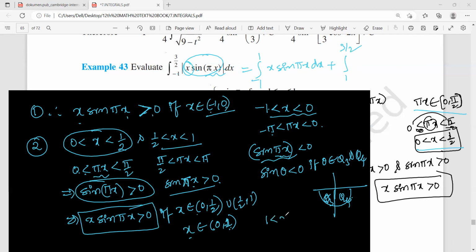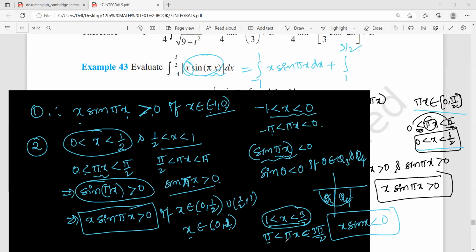Now 1 less than x less than 3 by 2. Pi less than pi x less than 3 pi by 2. Which quadrant? Third quadrant. Third quadrant sine is negative, x is positive, so x sine pi x is negative. Yes, sir, because x is positive. Now sine pi x in the third quadrant is negative, so x sine pi x is negative. You understand?